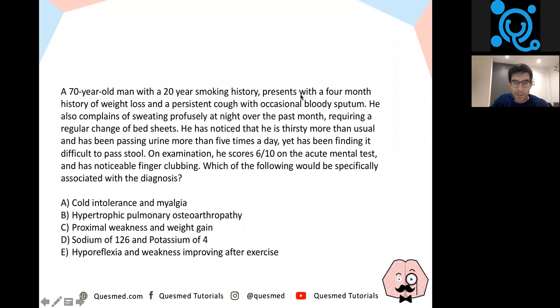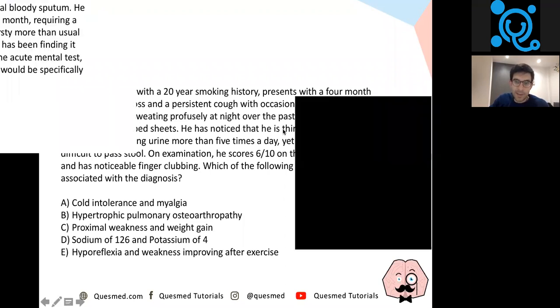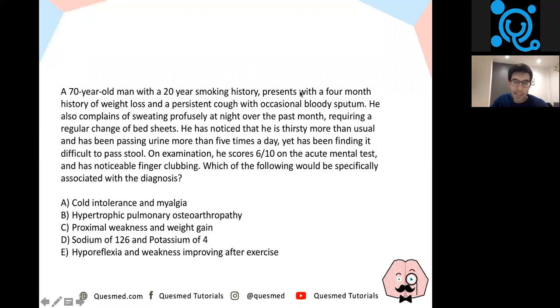Okay, so yeah, people are talking about stuff, fine. So yeah, cool, excellent. So someone's saying hypercalcemia from the malignancy. I think that's the simplest explanation, isn't it? Because that is the explanation for everything. Because they're thirsty, they're passing more urine, they're finding it difficult to pass stool. They got 6 out of 10 on the acute mental state test, so they're a bit confused. So it's more likely to be hypercalcemia.